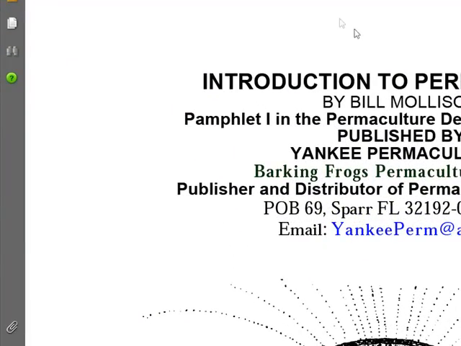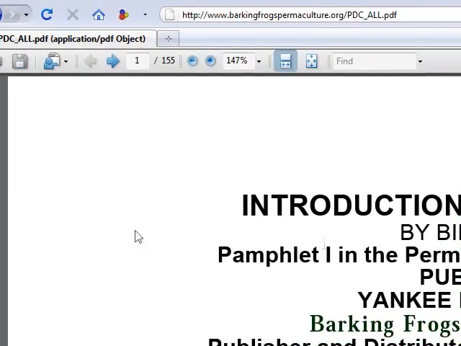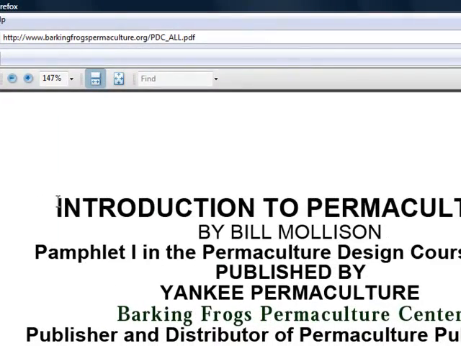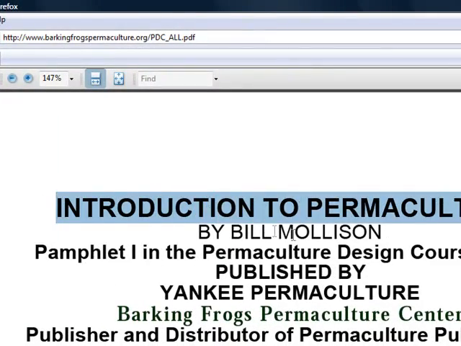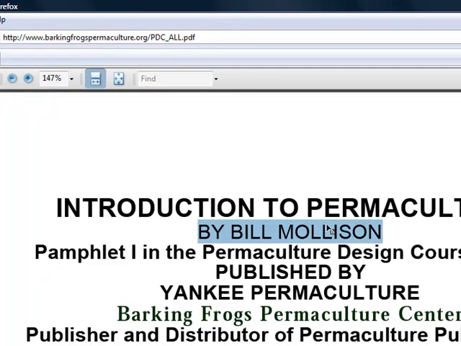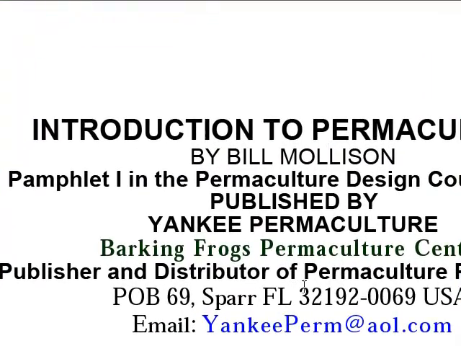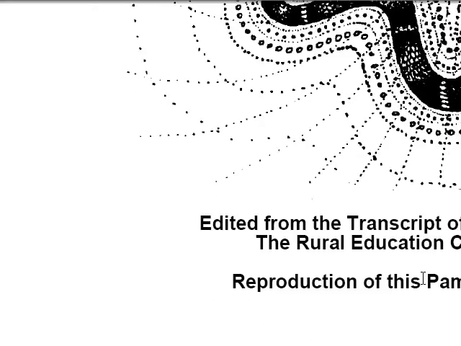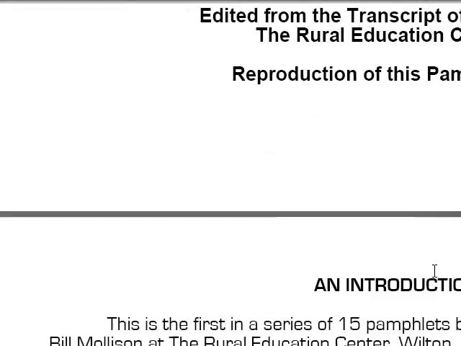So now I'm back, and I just opened this in the browser, but look what I've got now. Just by searching the word permaculture in filetype PDF, I've got an introduction to permaculture by Bill Mollison, who's one of the icons, the actual creator. This is published by Yankee Permaculture and Barking Frogs Permaculture Center. And I've seen this document before. I actually have this on my Kindle already. I've downloaded it. I'll show you how to download it directly in just a second if you don't know how to download a PDF from Google.